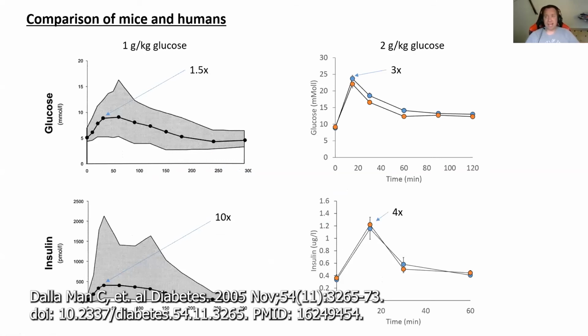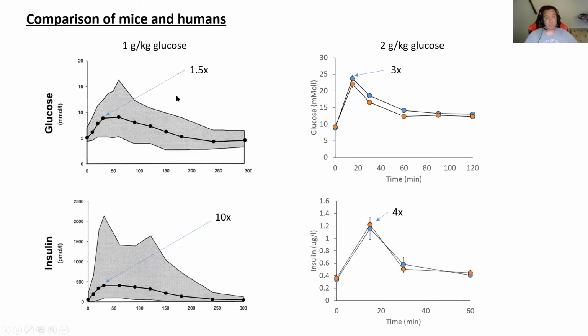Finally, just to compare how different mice and human GTTs are, this is from a paper from the Mayo Clinic. They had 100 humans, healthy individuals, and they did an oral glucose tolerance test at 75 grams, so about 1 gram per kilo of glucose. And in terms of the glucose levels in the blood, first of all, this is 300 minutes they're doing it over. Glucose rises about 1.5-fold on average. So you've got the 95% confidence interval, so it's very variable.